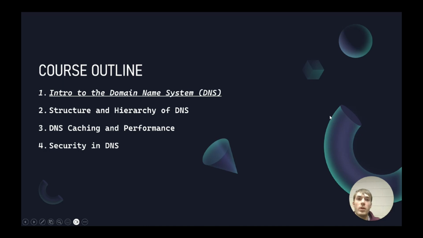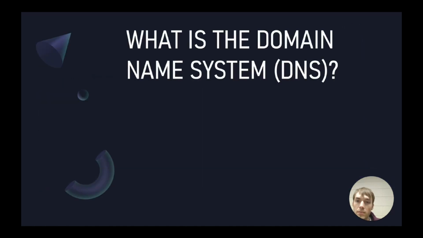So in today's course, we're going to be covering a very basic overview of the domain name system, what it is and what it does. In our next video, we're going to be talking about the structure and the hierarchy of DNS, how it's implemented, and what the software requirements of that implementation are. Then we'll move on to DNS caching and performance. And finally, we'll talk about security. How do we keep DNS safe so everyone can continue to use it?